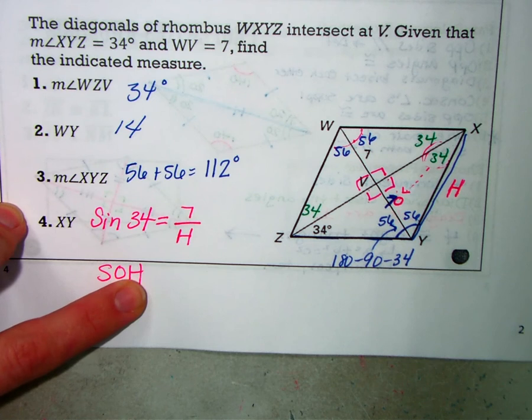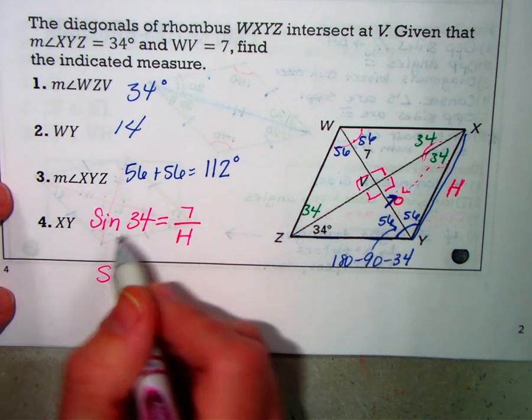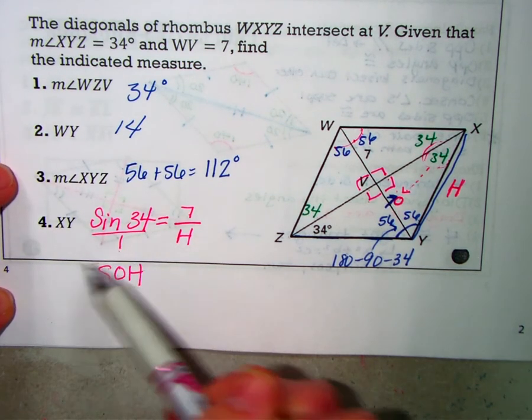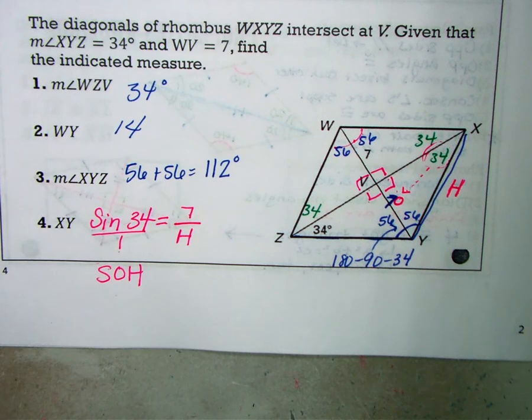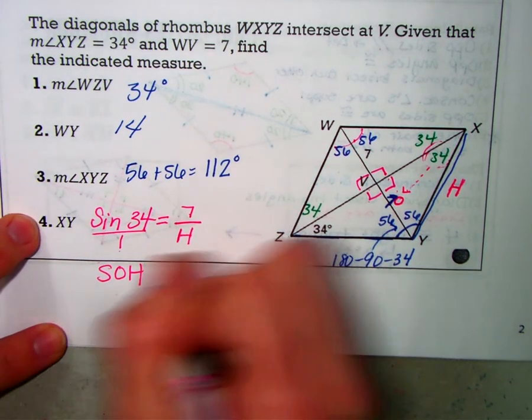When I type this into my calculator, am I multiplying or dividing? Dividing. Okay, so I'm going to take 7 times 1 and then divide that by the sine of 34. I think that's 12.5. Is that right? Okay. Thank you. So you get 12.5.